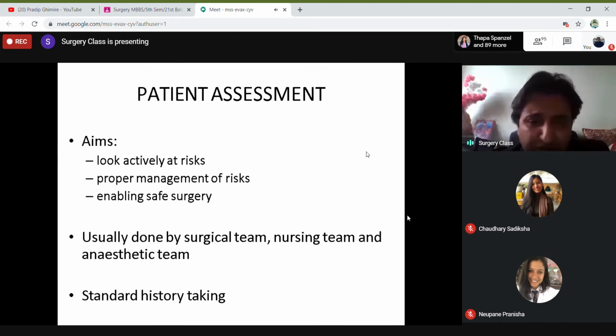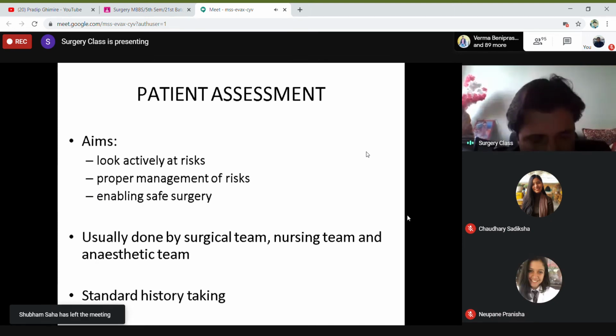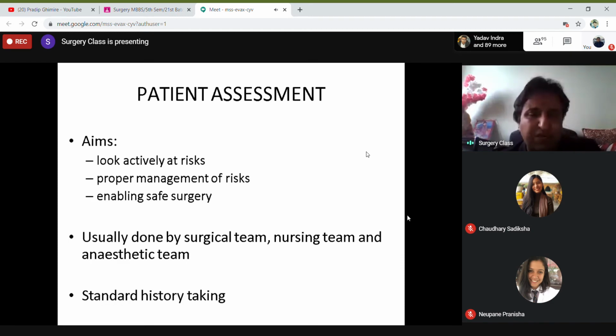Usually it is done by the surgical team, nursing team, and anesthetic team. The surgical team means the surgeon, his assistants, the residents, and the medical officers or house surgeons, along with the nursing team and the anesthetic team. Everybody has to see the patient and find out about the risk of the patient. Standard history taking has to be done.